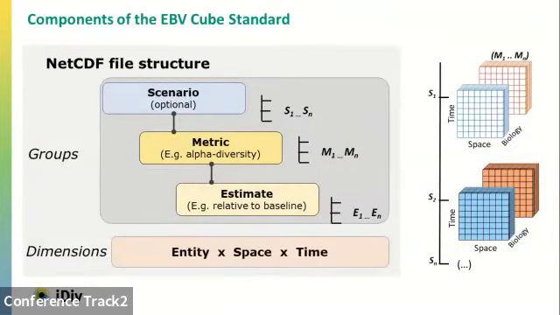So this is kind of an outline of the structure. Usually in the EBV cube, you have variables and dimensions. The dimensions of the cube are entities. So those are, for example, different species, but they can be also different ecosystem types, or they can be different community names. Second dimension is, well, the 2 dimensions of space, and finally time. So the cube is a 4-dimensional data structure that then contains several variables that define a scenario, and then you can have metrics for different scenarios within the same EBV cube. In this way, you have all the information packed in one single file.